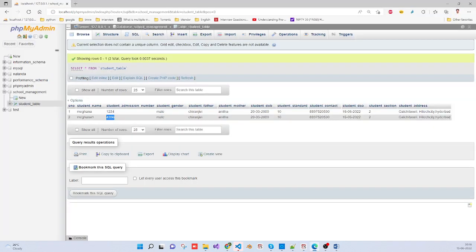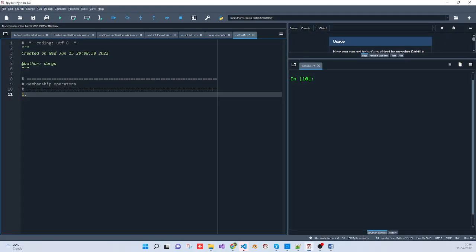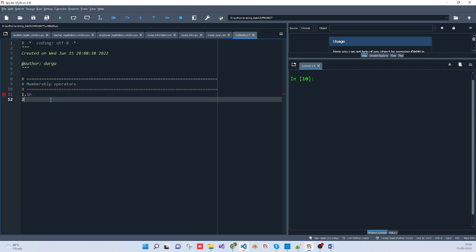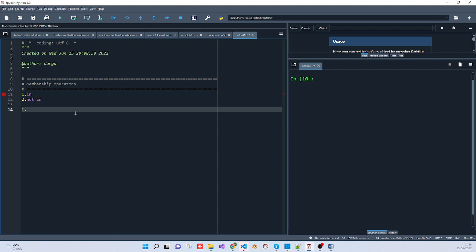One is in, and the second one is not in. If we go for the first one, the in operator.